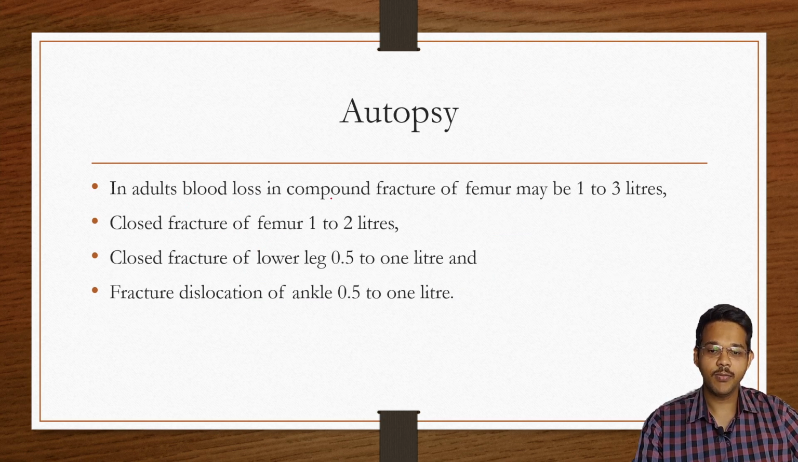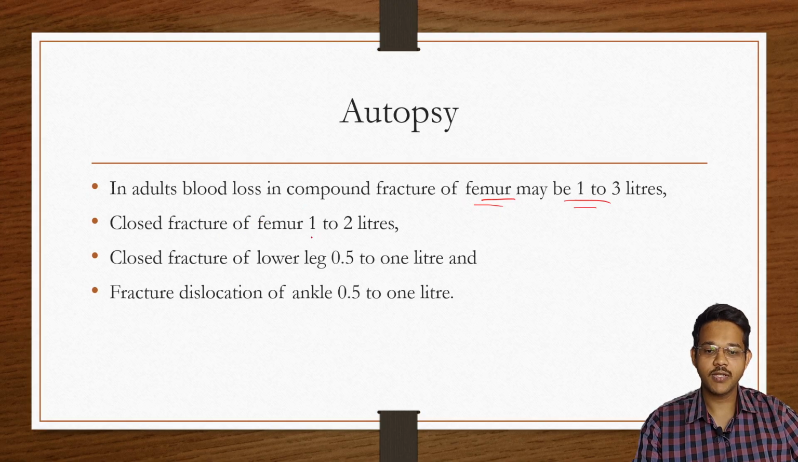In adults, blood loss in a compound fracture of the femur may be 1 to 3 liters. A compound fracture is when the fractured part of the bone also damages the skin. So if a compound fracture of the femur is present, 1 to 3 liters of blood loss may be present.